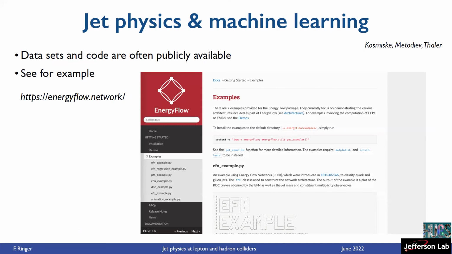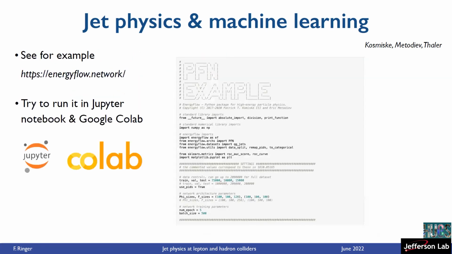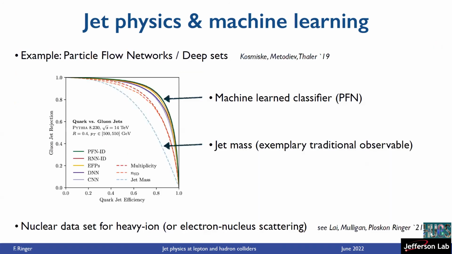If there had been an afternoon session, we could have looked at this a little bit together. Otherwise, you're very welcome to look at this webpage from Jesse Thaler and friends. You can find the code here on their webpage. You can find the data set. For these particle flow networks, you have the code available here. You can just copy it to Google Colab, run a Jupyter notebook. Basically, you can easily reproduce this plot here, right?